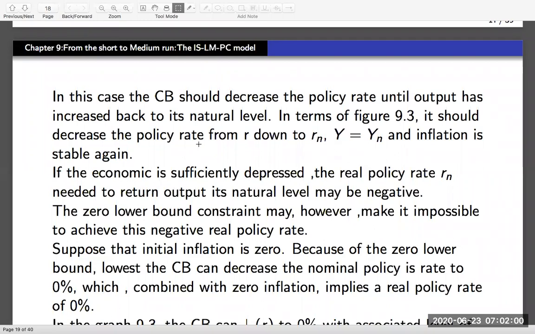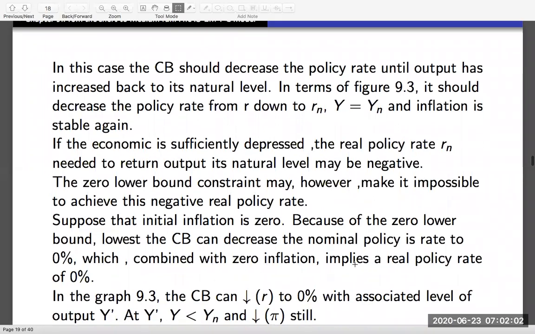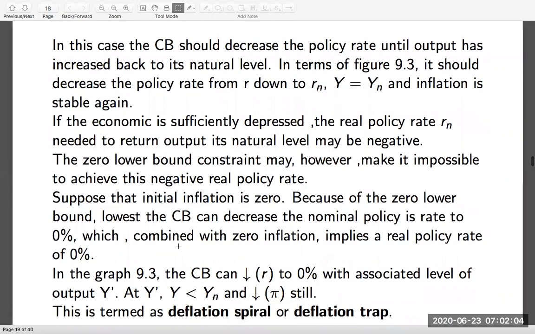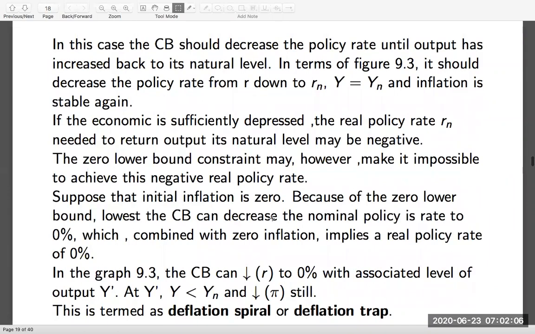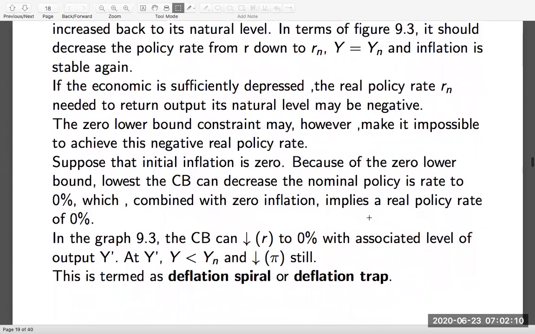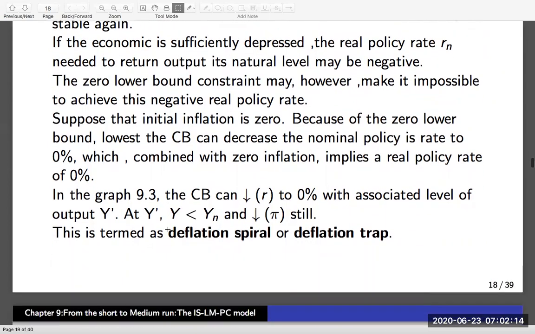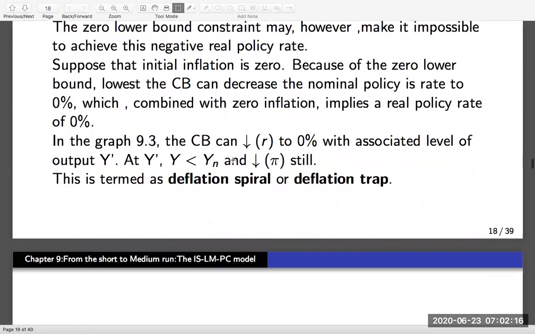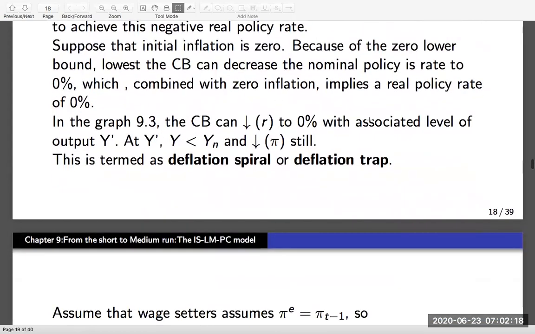Suppose that initially inflation is zero. Because of the zero lower bound, the lowest the central bank can decrease the nominal policy rate is zero, which combined with zero inflation implies a real policy rate of zero. So in graph 9.8, the central bank can decrease that to zero, which is with the level of output Y. At Y, you see that your output is less than your potential, and this is still decreasing.